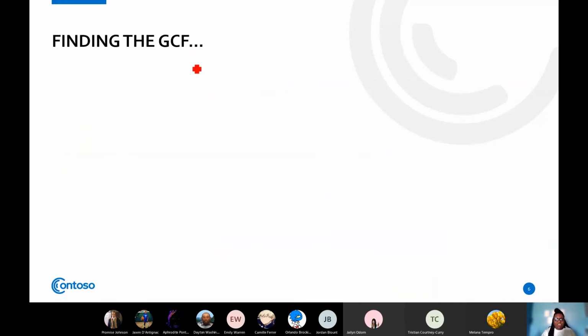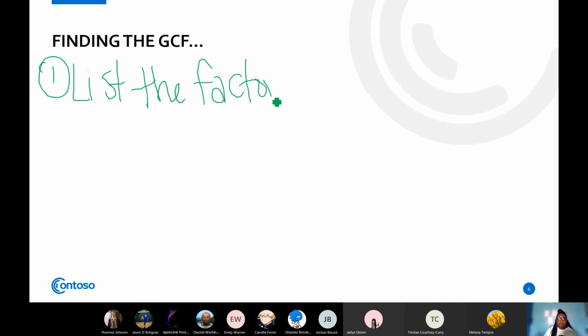So, finding the GCF. And can someone turn on their mic and tell me one more time, what does GCF stand for? Greatest common factor. Very good. So there's some steps we want to follow when we're finding the GCF. Step 1, we want to list the factors of both multiples.